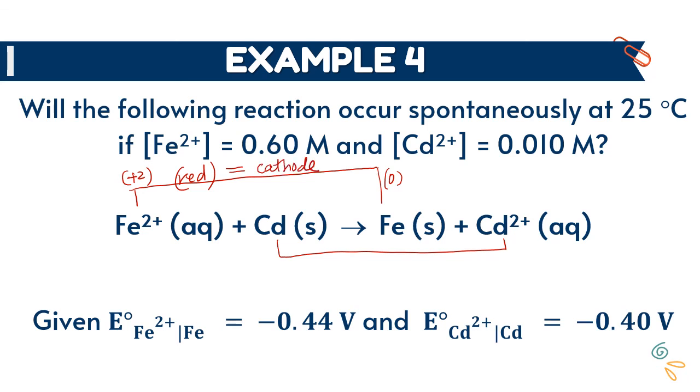While for the cadmium, 0 to positive 2, it is an oxidation process, so it will be at the anode. So the equations at the cathode and anode will be based on this equation, regardless of the value given over here. Now let's take a look at the calculation.